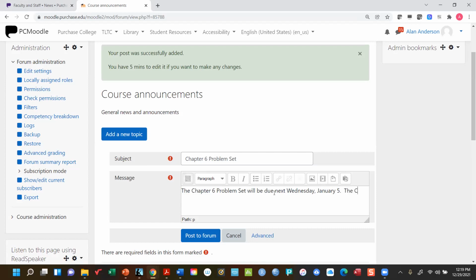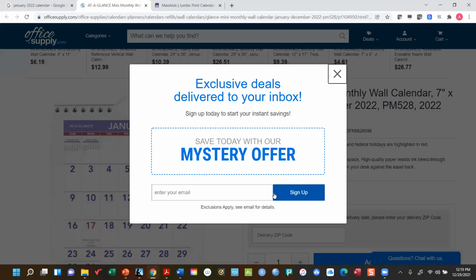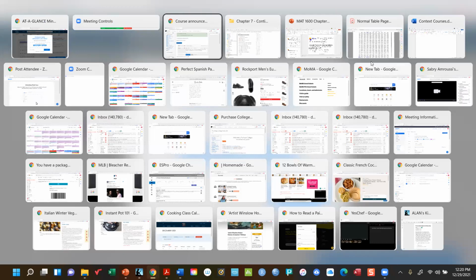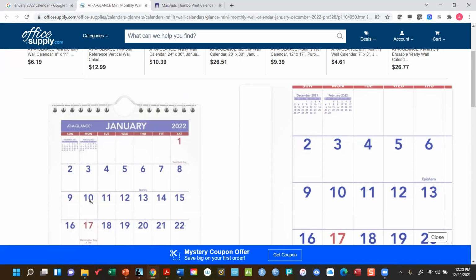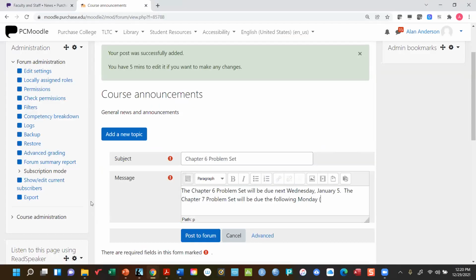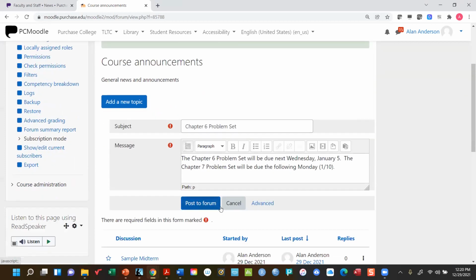And then the chapter 7 problem set can be due the following Monday, which is January 10th. So remember, our last day is the 17th. So we shouldn't run out of time. I just want to make sure we squeeze all this good stuff in. Okay. All right.